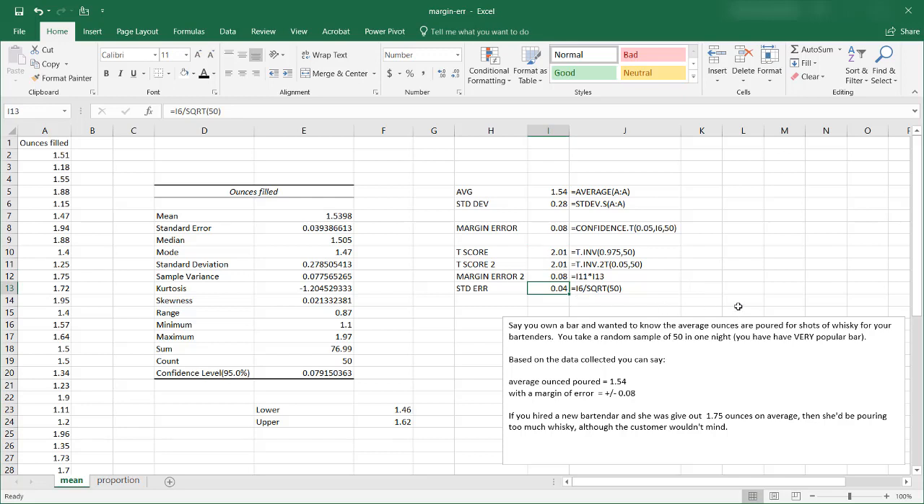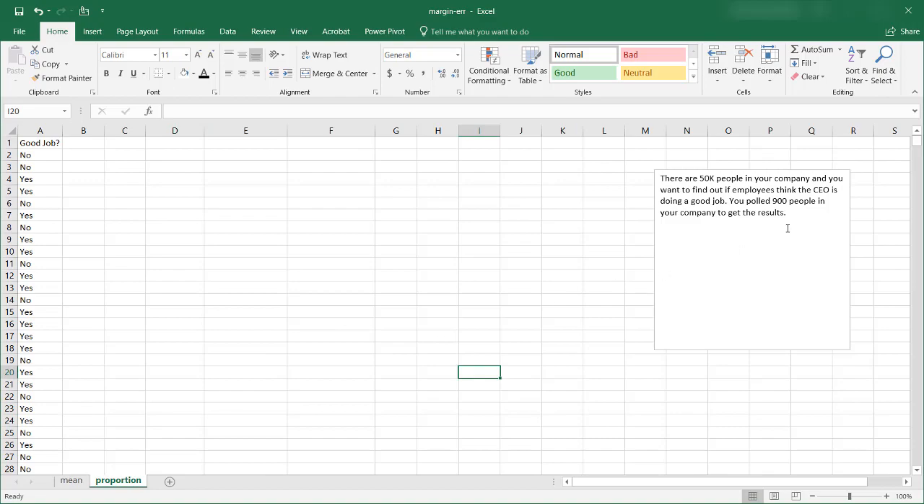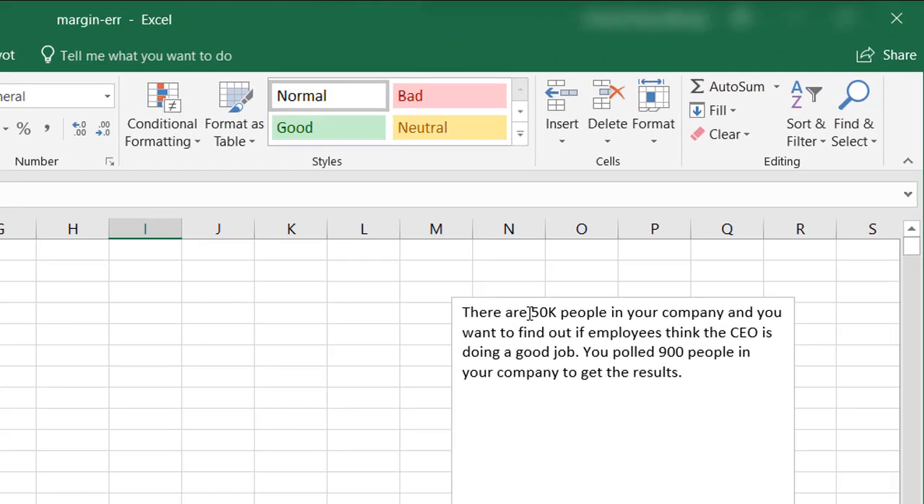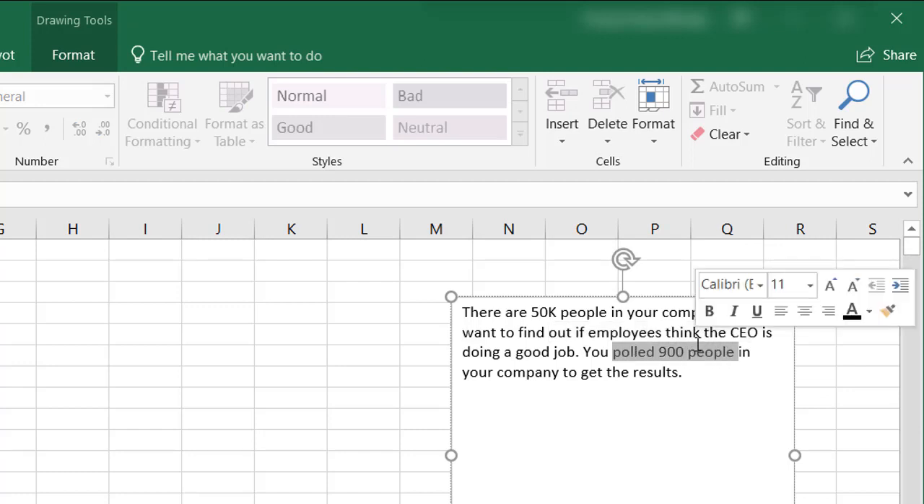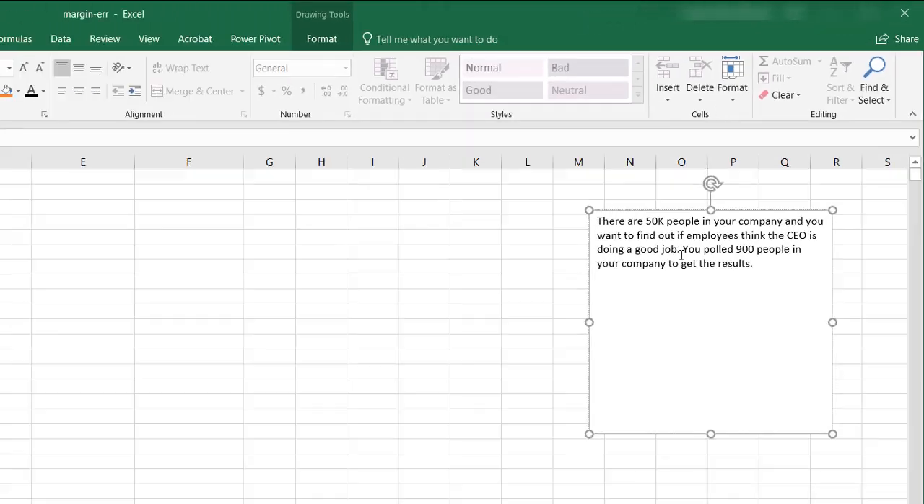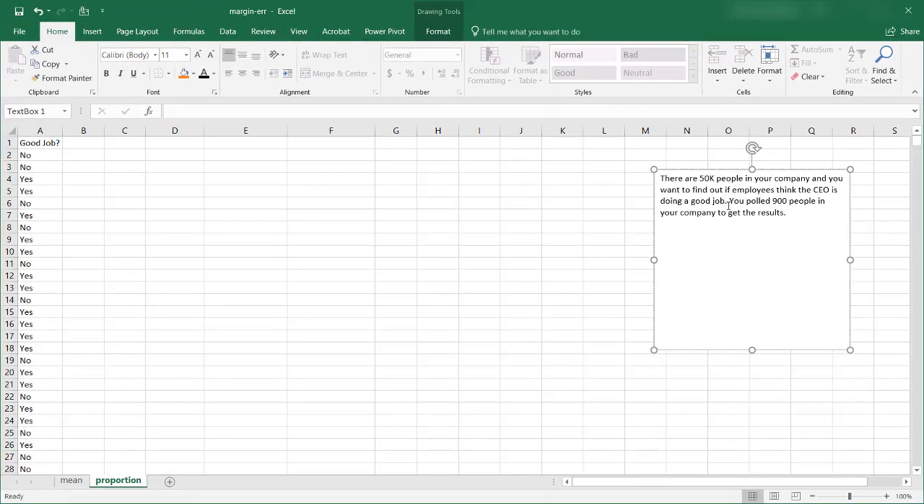Now, if we wanted to do it for a proportion, that tries to answer a different question. So in proportion, let's say there's about 50,000 people in a company, and you want to find out if the employees think that the CEO is doing a good job. You pull about 900 of them. You don't want to pull all 50,000. This basically brings up the idea of the standard error of the sample proportion.